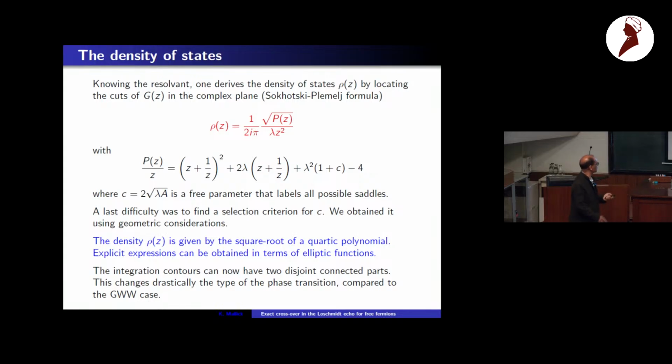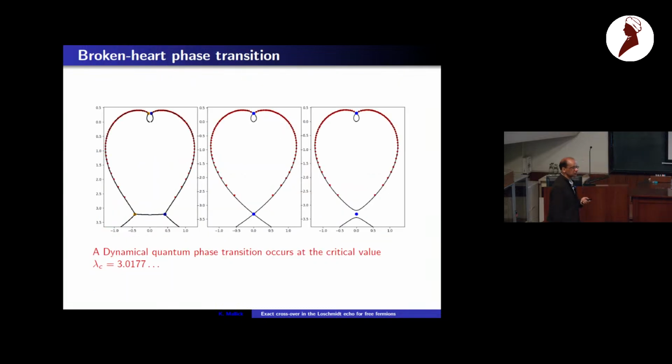With that, you can really compute precisely the value of your free energy or your action or your Loschmidt echo. One important difference with the case of Gross, Witten and Wadia is that because you have elliptic functions here, you will have 2 cuts in the complex plane, and the contours will look a bit different. Now I'm going to be very impressionistic in the last few minutes. This is what the contours that come together with the optimal profile look like for different values of lambda: lambda smaller than the critical value, lambda equal to the critical value, and lambda bigger than the critical value.